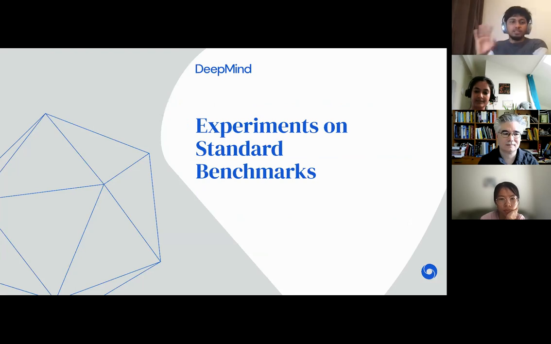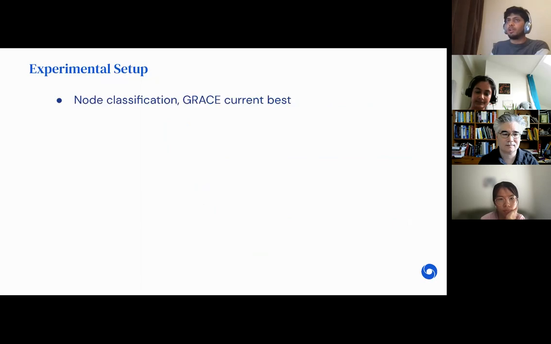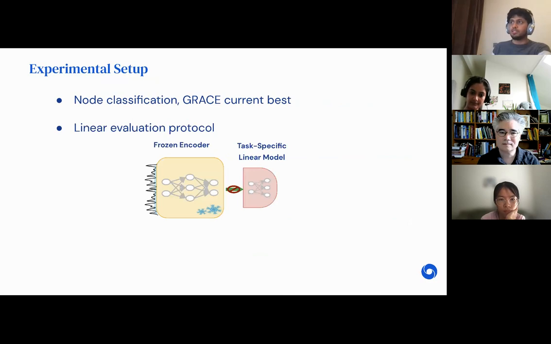Cool. So that's basically the method we were proposing. And the next obvious step is to compare it with some of the other methods. So we focus specifically on node classification, where GRACE is the current best method, and the linear evaluation protocol. So this means that we use only unsupervised learning to train the graph encoder till convergence, let's say. And then we freeze that encoder and train a task-specific linear model on top without ever flowing gradients back to this, right? And we say that the better the performance of this linear model, the better quality the learned representations are.